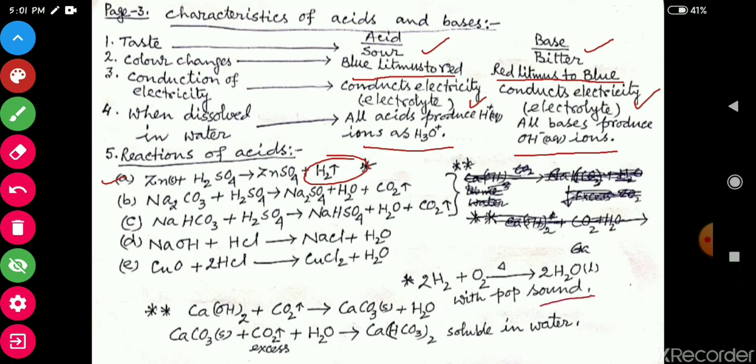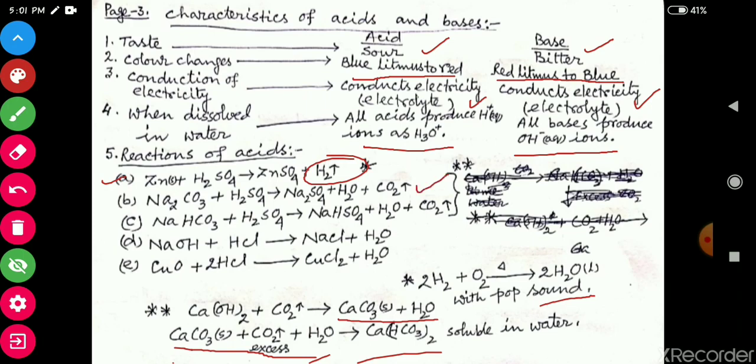Calcium hydroxide plus carbon dioxide, that is lime water, changes to milky. When carbon dioxide is passed through calcium hydroxide, it produces calcium carbonate and water. When excess carbon dioxide is passed through the calcium carbonate and water mixture, it produces calcium bicarbonate solution in water. Now, the carbon dioxide comes from sodium carbonate and sodium bicarbonate. When they react with acid, they produce carbon dioxide.